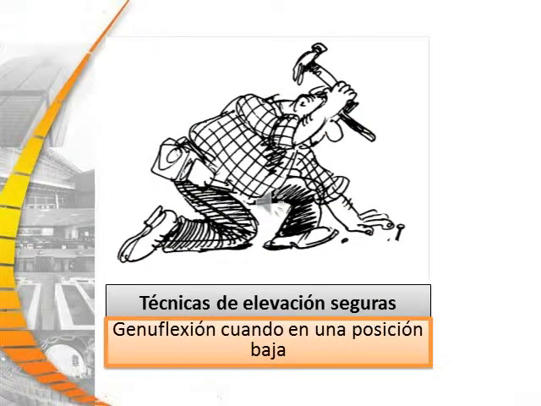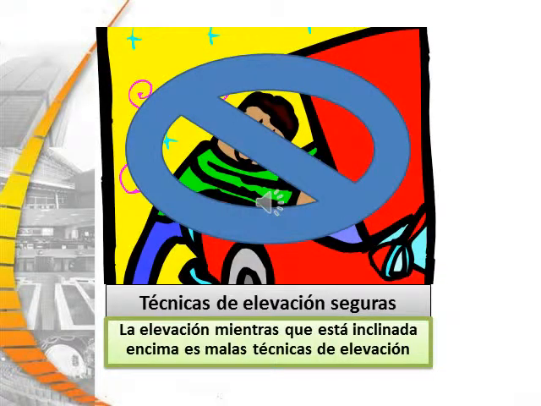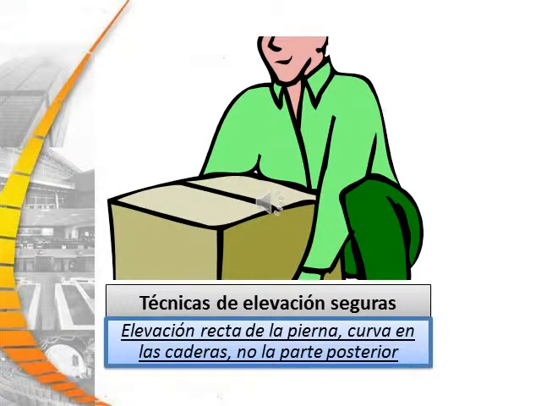Here's an example of kneeling when in a low position. Lifting while stooped over are bad lifting techniques. A straight leg lift, bending at the hips, not at the back.